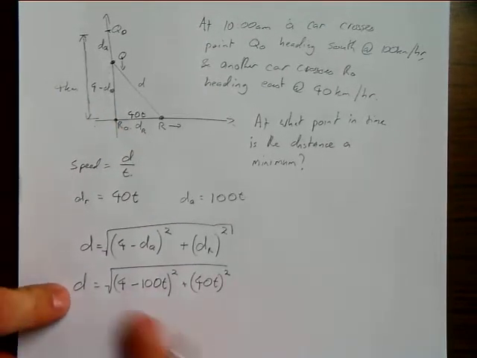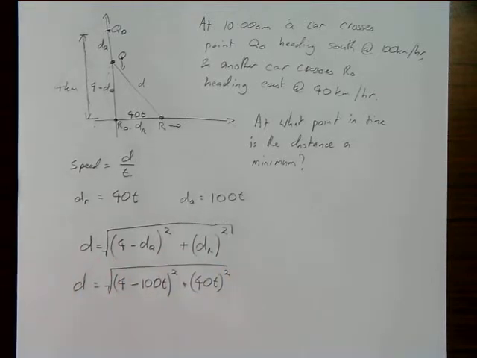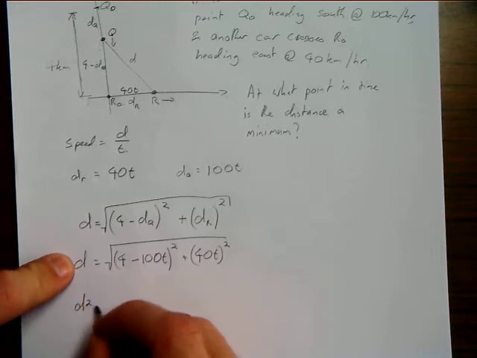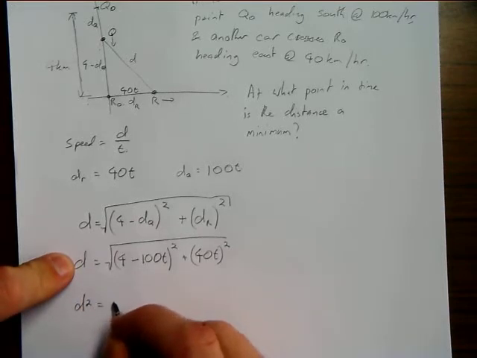Now, is this something really easy and straightforward to differentiate? No, it's not, is it? Okay, so let's think about how we can simplify it. Well, I'm actually going to take a different tactic. So I'm going to square it. And I'm actually going to go back to, if d is equal to that, then d squared.